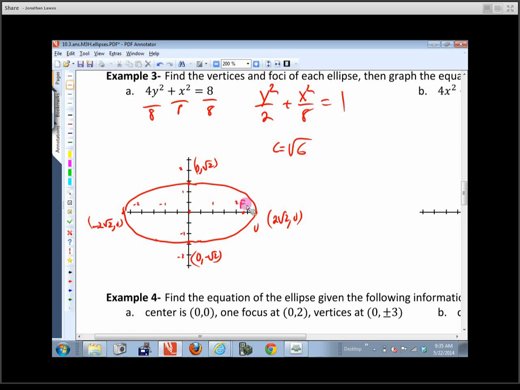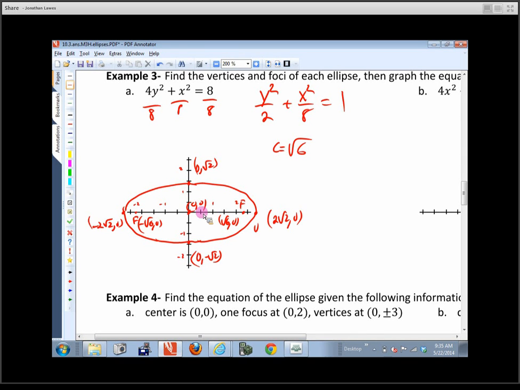So I've got a focus there, and I've got a focus there. So this is going to be radical 6, 0, and this one is negative radical 6, 0. And of course, the center is at 0, 0. Okay, so we got all those points floating around there, tons of radicals on this problem. But even as ugly as the numbers are, it's still pretty easy, isn't it?